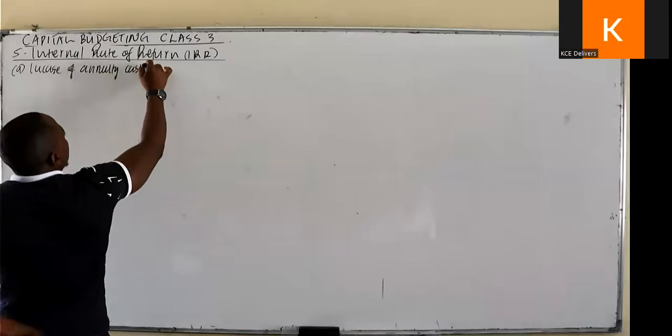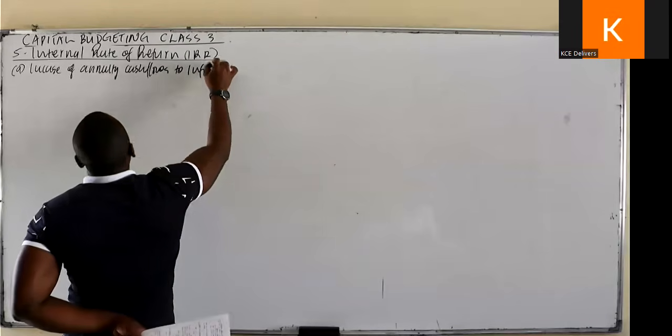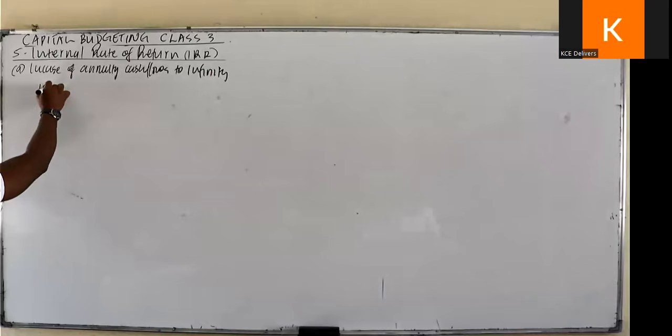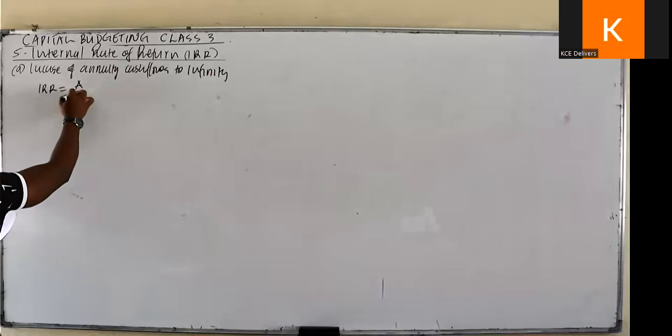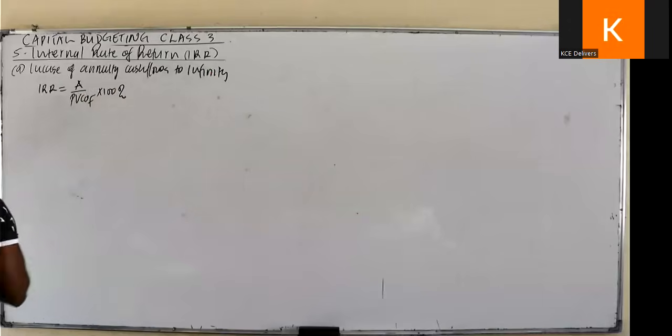Annuity cash flows to infinity. In case of annuity cash flows to infinity, how do you get IRR? You take the annuity over the present value of cash outflow times 100%.